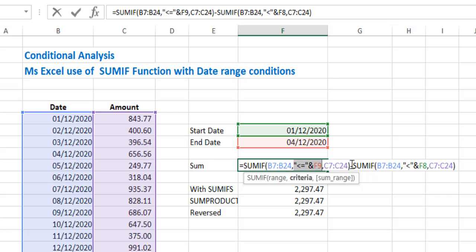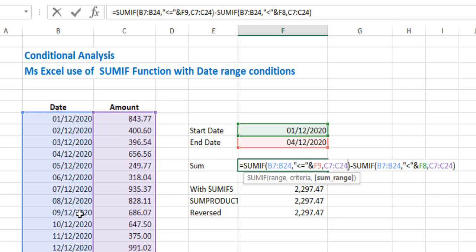And the minus is used between these two similar functions, B7 B24. Here is also B7 B24, and here is lesser than equal to F9, and here is lesser than F8. If it is lesser than equal to F9, take that value, and if it is lesser than F8, so comma C7 C24.